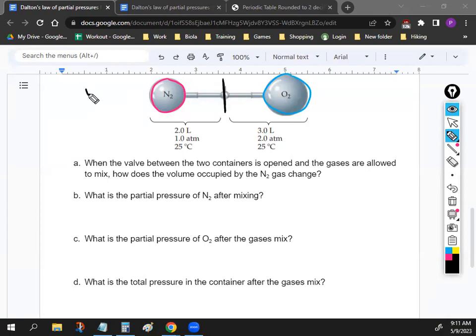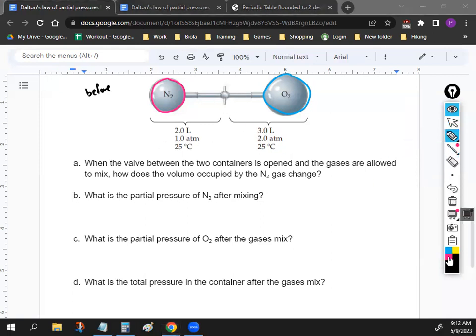Okay, so before the gases are mixed, it's telling you that the N2, the size it takes up is 2 liters, the pressure is 1 atm, and the temperature is 25 degrees Celsius. Does that make sense? Okay. The other side of the container, the size is 3 liters and the pressure is 2 atm. So that's how the gases start. And then the question tells us the valve is opened, so the gas is allowed to mix.